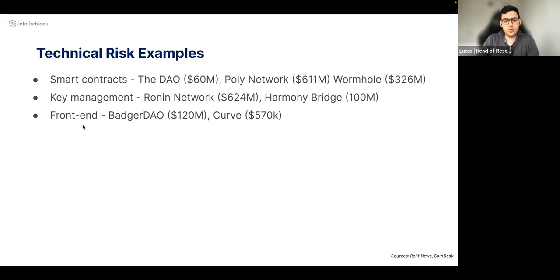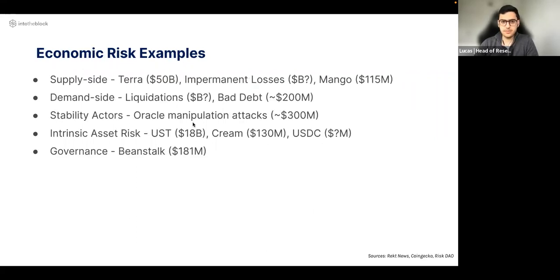And finally, it's a bit less common, but there can also be front-end hacks where in the UI, it overlays a hidden button, or instead of being redirected in your MetaMask to send capital to one address, it instead redirects it to another one. These are less common. Curve had a smaller attack like that of about 500,000. Badger DAO had a larger one where it was a bit more complex. I won't get into the gist of it, but these are also worth keeping in mind.